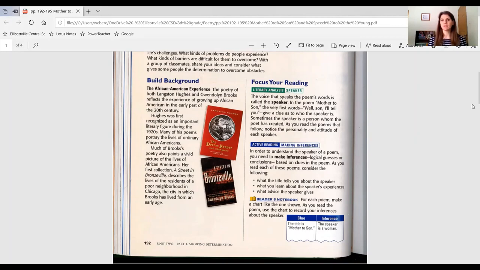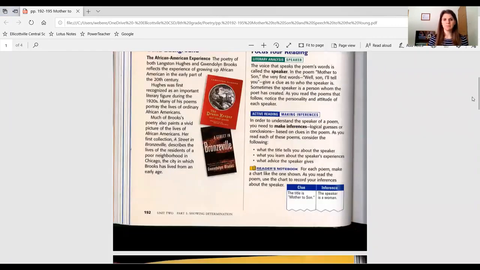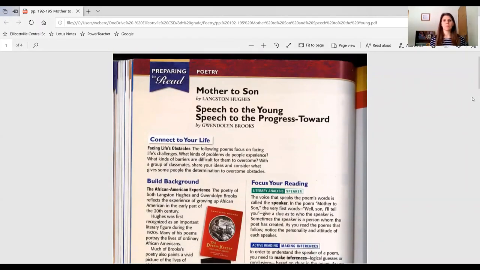I do want to take a look at the information that is provided here. Both of these poems share a similar common theme. We see facing life's obstacles at the top. So follow along with me. The following poems focus on facing life's challenges. What kinds of problems do people experience? What kinds of barriers are difficult for them to overcome? With a group of classmates, share your ideas and consider what gives some people the determination to overcome obstacles.